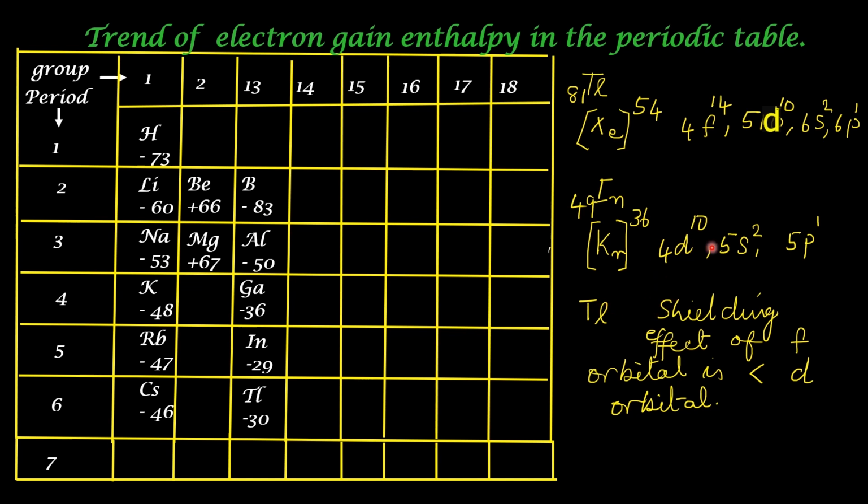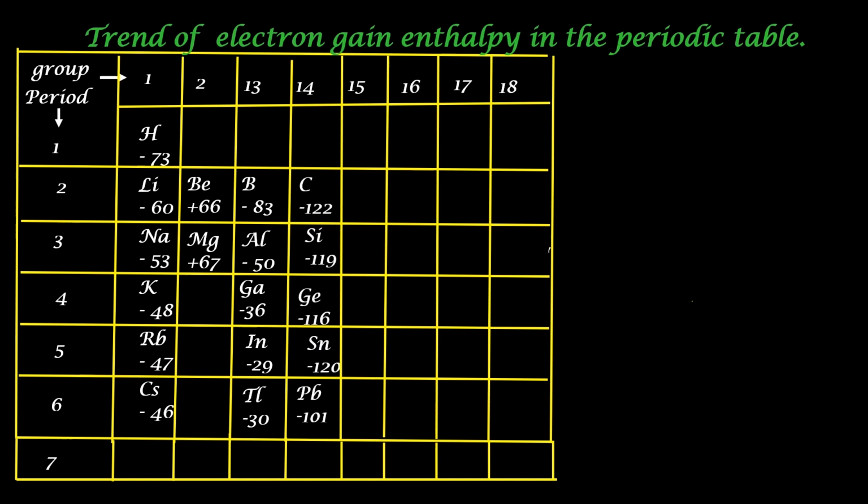accept the incoming electron. Now, in the 14th group, the electron gain enthalpy decreases progressively up to germanium, agreeing with the general trend of electron gain enthalpy in a particular group. But the next element down the group, namely tin, has a more negative electron gain enthalpy, and for lead it decreases.